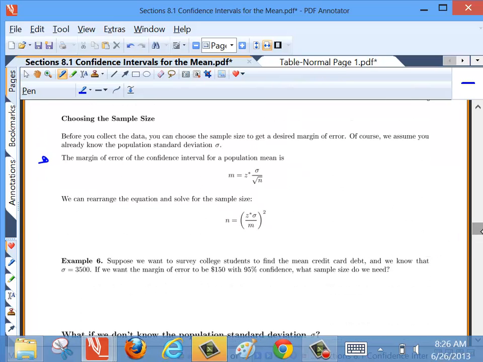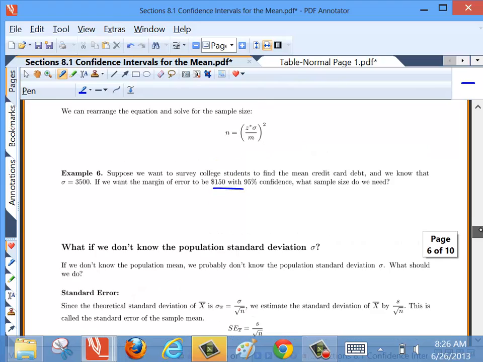So for example 6, suppose we want to survey college students to find the mean credit card debt, and we know that sigma is 3,500. If we want our margin of error to be $150 or less, with 95% confidence, what sample size do we need? Okay, because they're probably not going to complain if you come back with a smaller margin of error than 150. So 150 or less. We just want to make sure we don't go over 150.